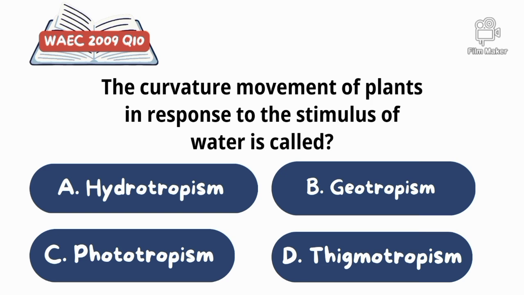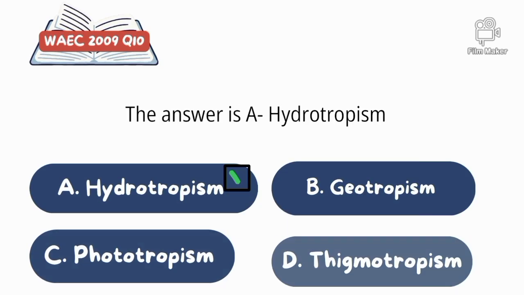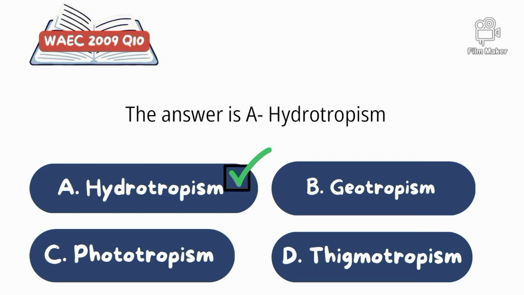Hydrotropism is the curvature movement of plants to the stimulus of water. Other options are wrong. For example, geotropism is the curvature movement of plants in response to gravity. C is also wrong. Phototropism is the curvature movement of plants in response to light direction. D, thigmotropism, is also wrong because it is the curvature movement of plants in response to the stimulus of touch.